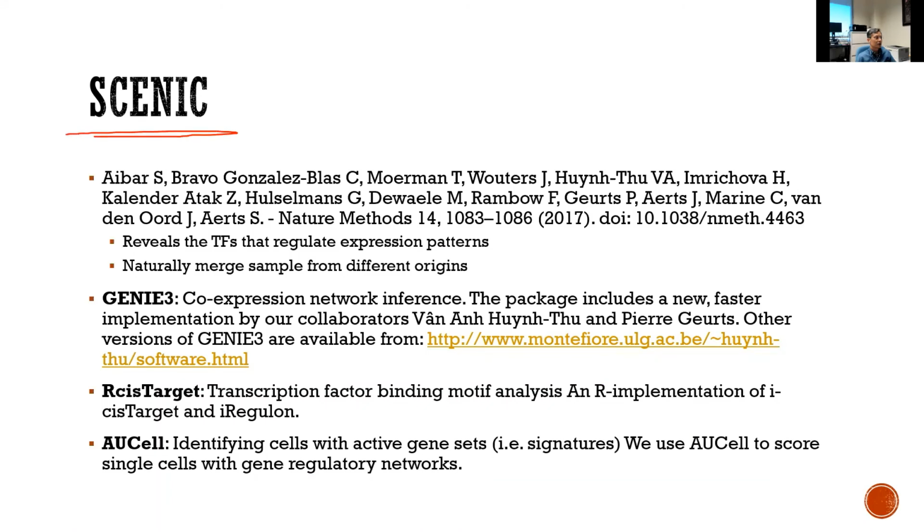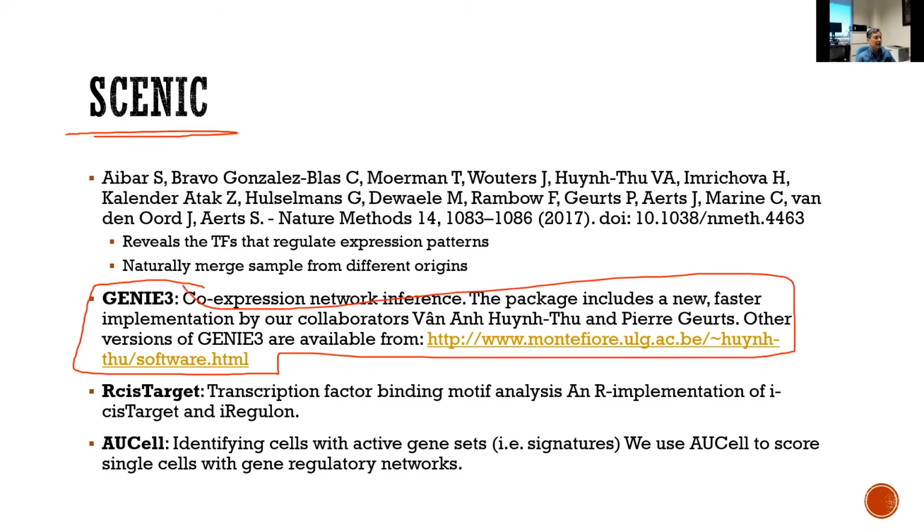SCENIC at the core is based on the GENIE3, and they add this transcription factor binding motifs analysis into the results of the GENIE3. So if two genes are linked in the network by using GENIE3, SCENIC will search for the regulatory relationship between these two genes. If it's identified, this is a transcription factor and this is its target, then these pairs of links will be kept and used for the downstream analysis.